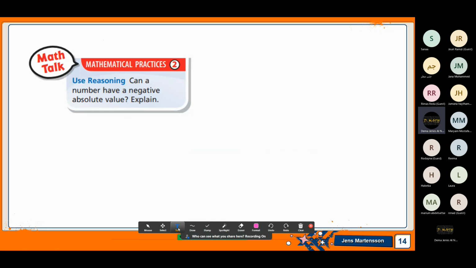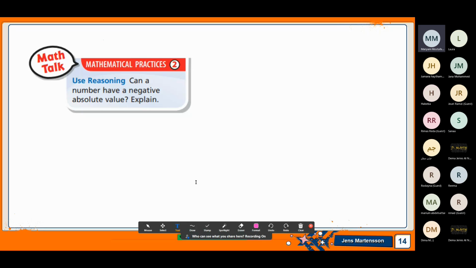Did you see it? Yes. Now Maria Mustafa, this is your question. Can a number have a negative absolute value? No. Can you tell me why no? Because negative is less than 0. Because negative is nothing, and nothing can have an absolute value that's nothing.